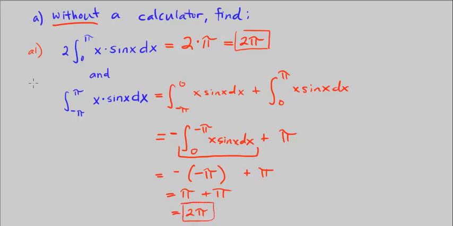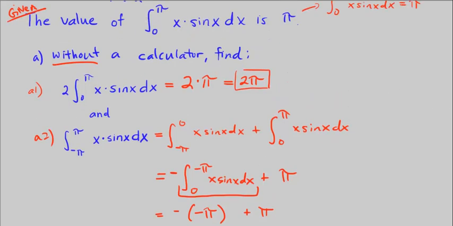So number 2 is also 2 pi, because number 1 is 2 pi, number 2 is 2 pi. And let's go on to part B. Part B says to go ahead and use a graph to justify your conclusion. So B, use a graph to justify.